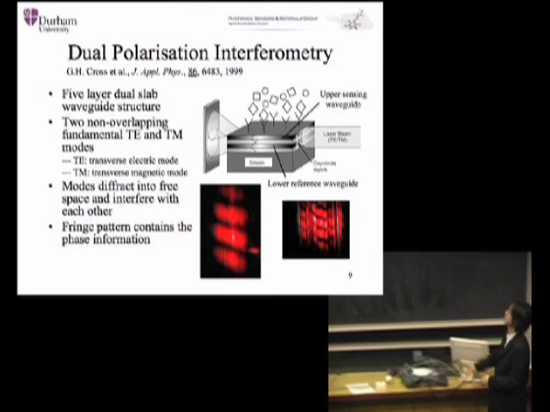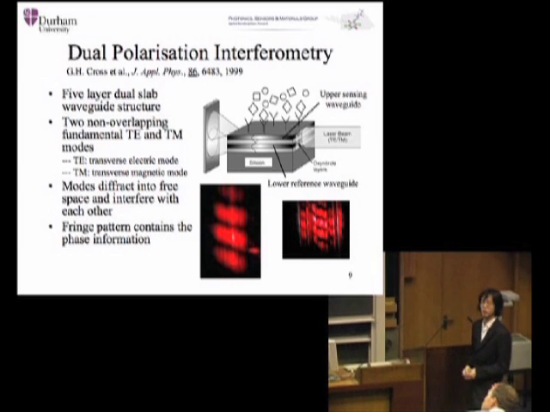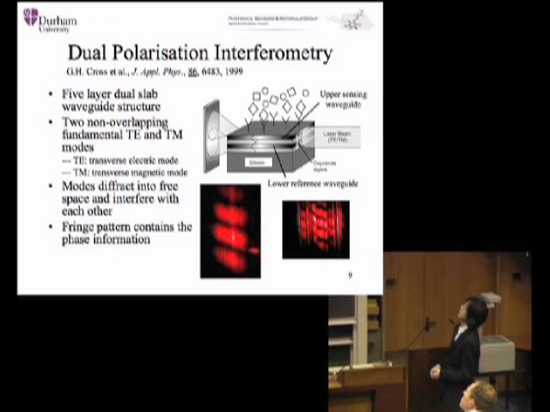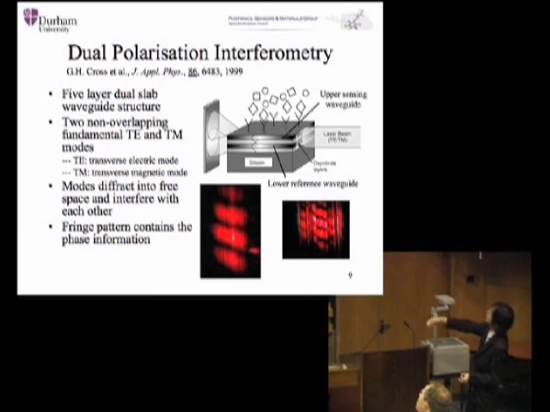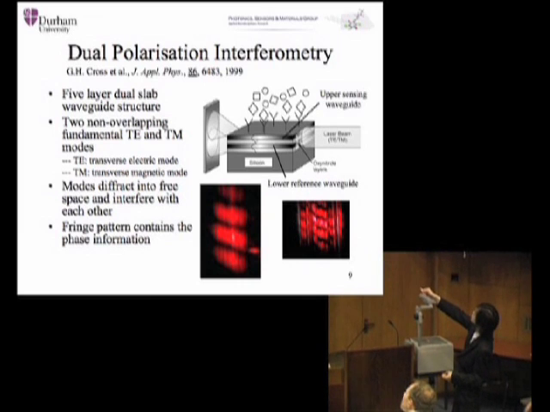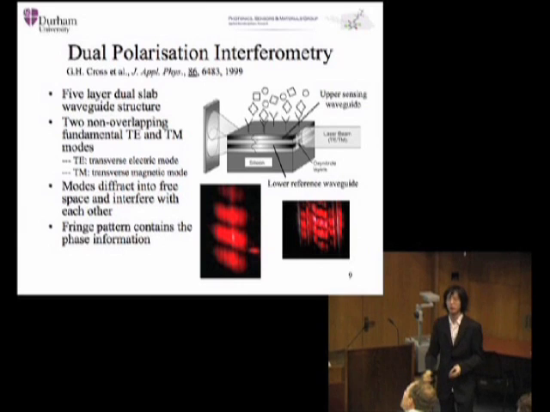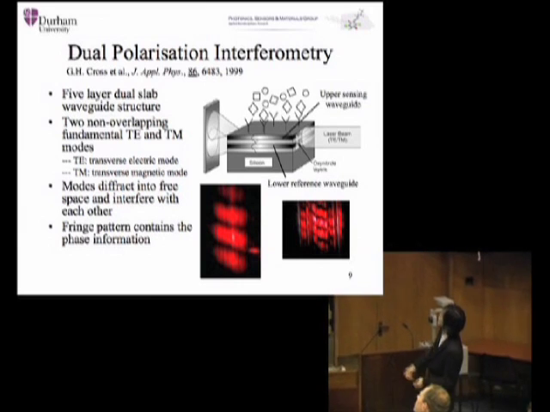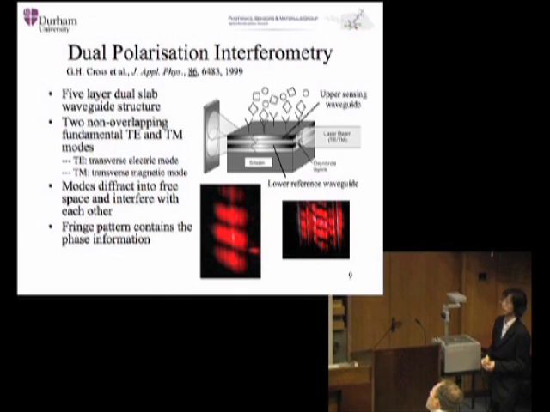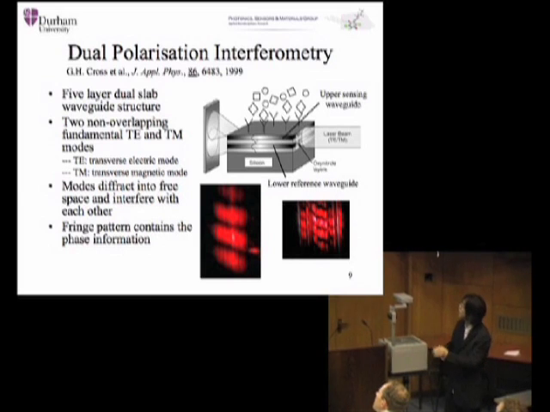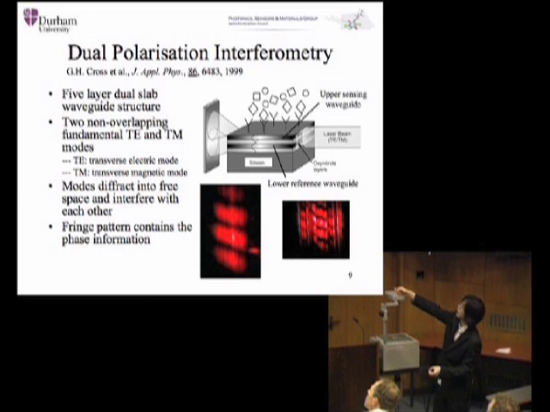So I'm going to talk about the foundation of dual polarization interferometry techniques. Basically, we have a five-layer dual slab waveguide structure, as shown in this picture. We have a sensing waveguide here, which is used for molecular deposition on the surface, and we also have a lower reference waveguide here. The laser beam in both polarizations impinges on the end face of the waveguide to excite the two fundamental modes that can propagate along the structure, in both TE and TM.